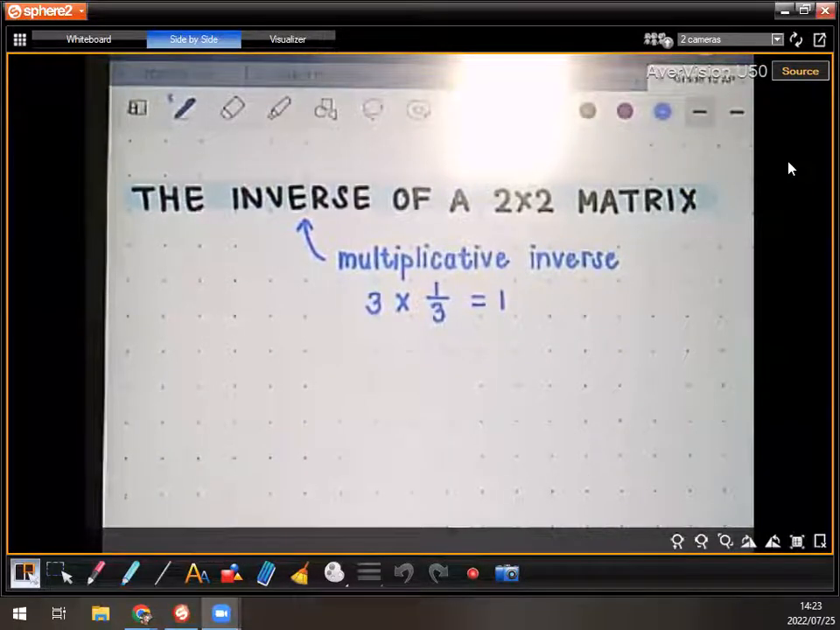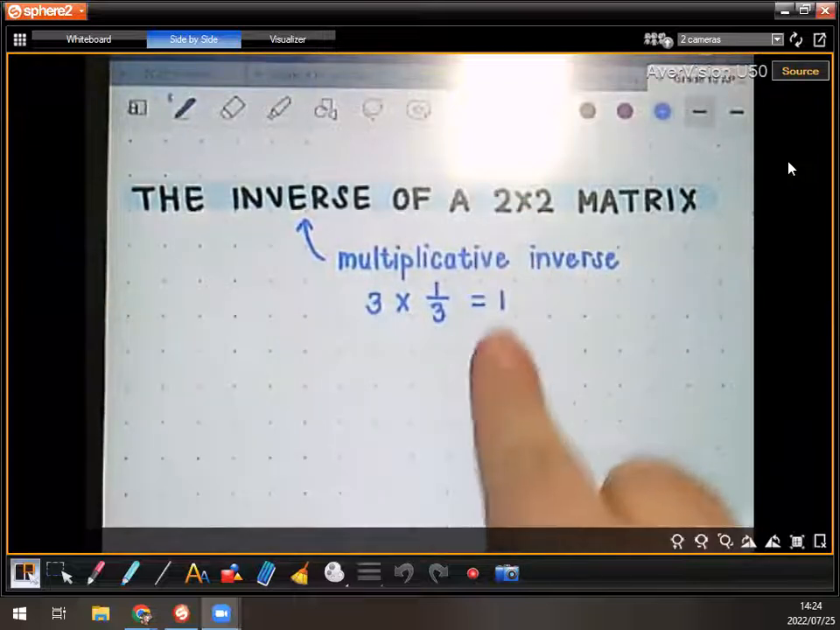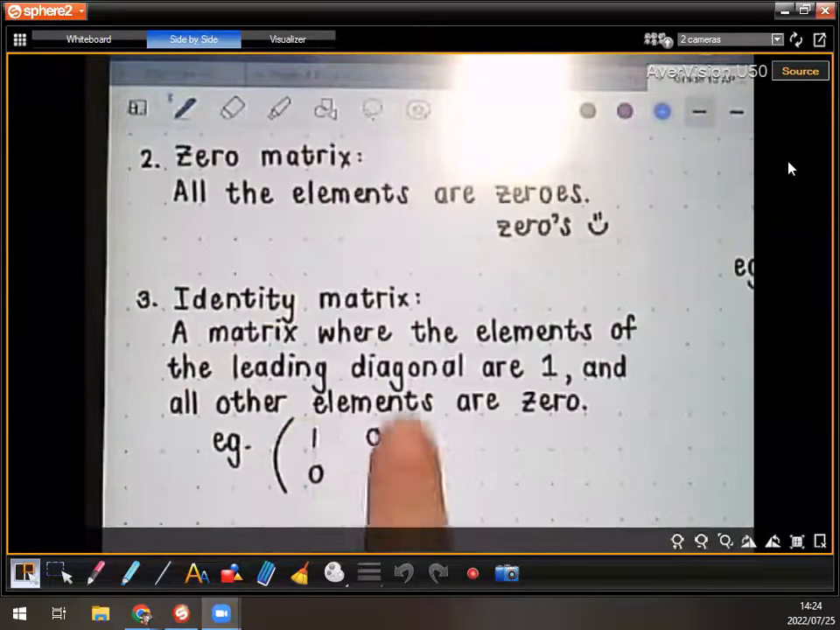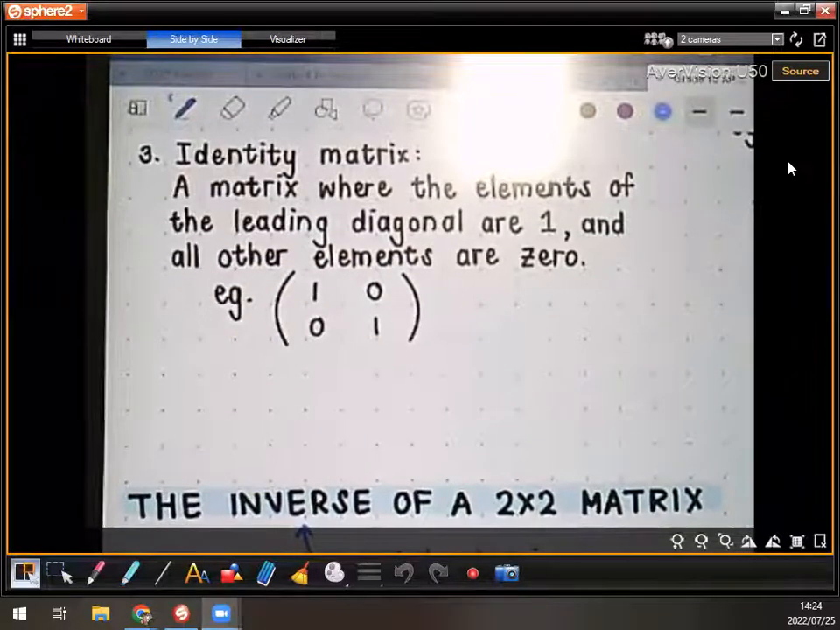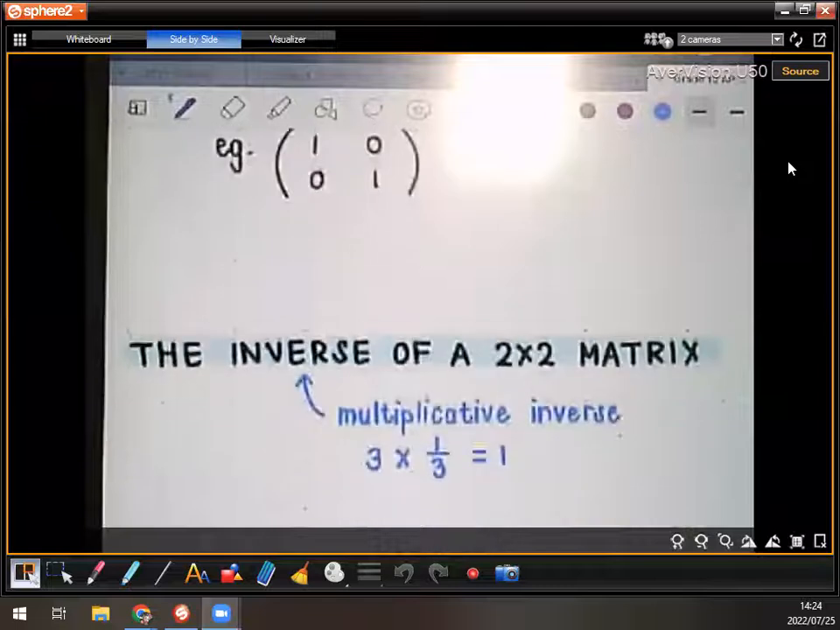Now, when we're talking in terms of matrices, when you have one matrix, and you then multiply that matrix by another one, and the answer is not 1, but the identity matrix, what did we say that was again? So basically a leading diagonal of all ones and zeros everywhere else. Then those matrices are inverses of each other. Okay, so I'm going to write that down.